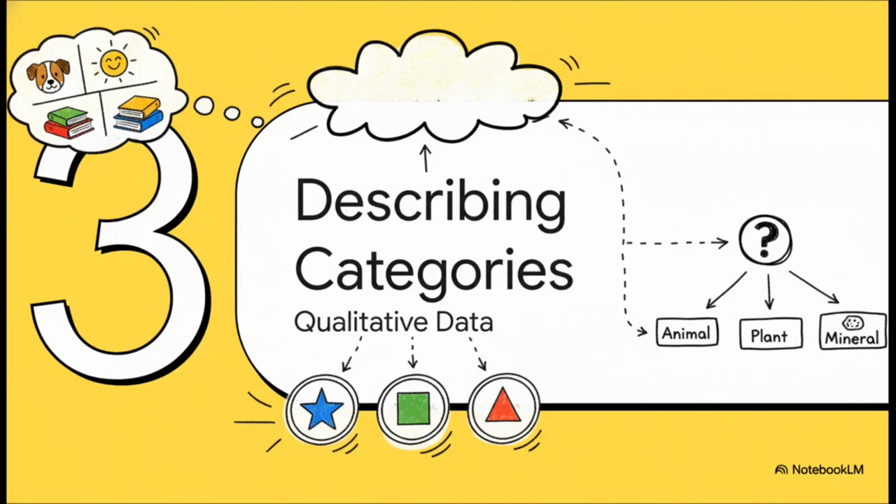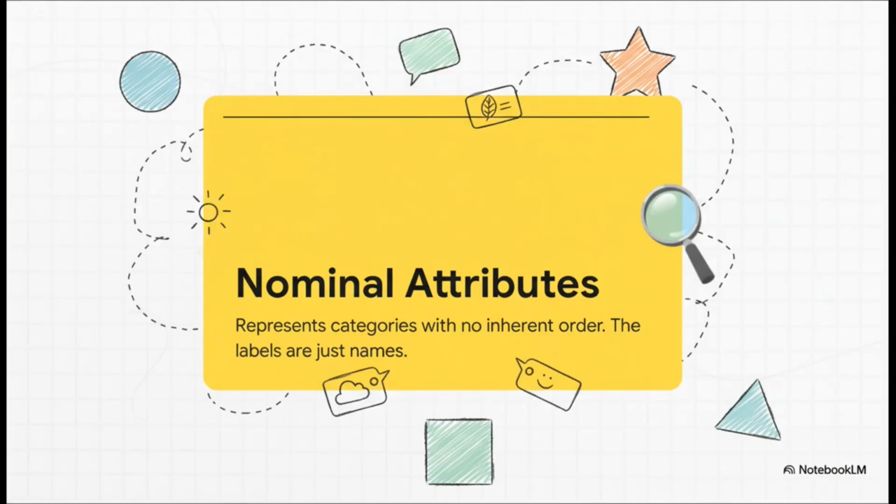So first up, let's look at qualitative data. This is how we describe the world, how we classify things into these neat, distinct groups. It's the data that answers questions like what kind or which one. Now, the simplest type of categorical data is called nominal. And a great way to remember this one is that nominal kind of sounds like name. That's all these are. They're just names, labels for categories that have absolutely no ranking or order between them.